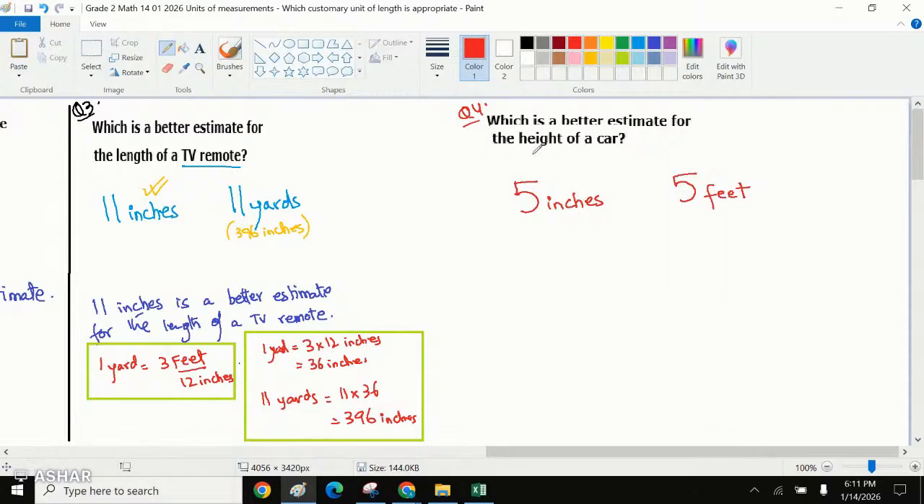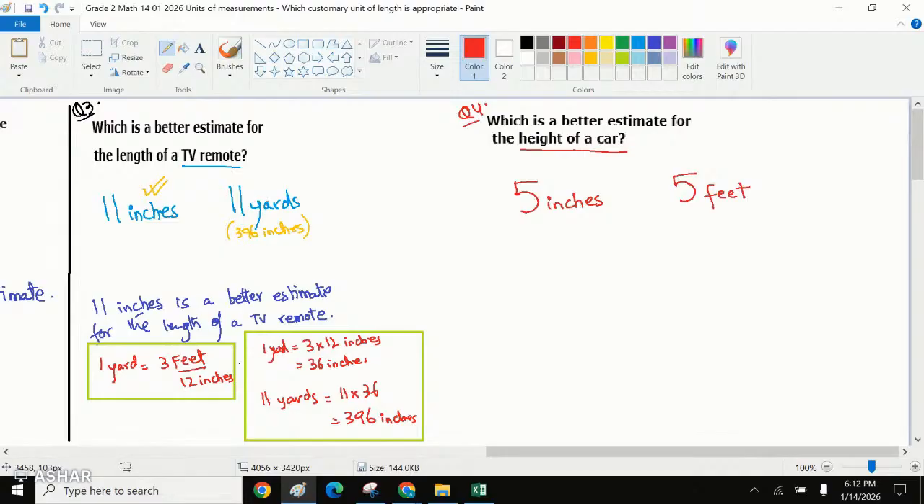What is the better estimate for a height of a car? The car should be high enough to accommodate a person, right? But 5 inches is very small, right? We take the heights usually in people and car and land in which unit? Inches or feet? What is a better estimate for the height of a car?